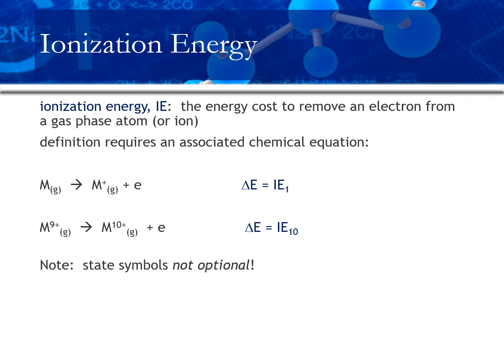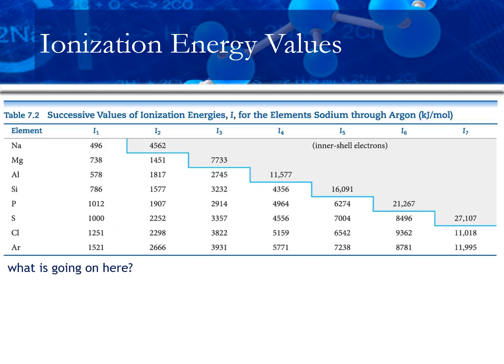Let's look at some data for ionization energies. Here's a table from the text showing successive values of ionization energies for a variety of elements. Now, if we look at the data, we see some interesting trends. So for example, let's just pick aluminum. I1, they use I instead of IE. They still mean ionization energy. So removing the first electron costs 578 kilojoules per mole of aluminum.